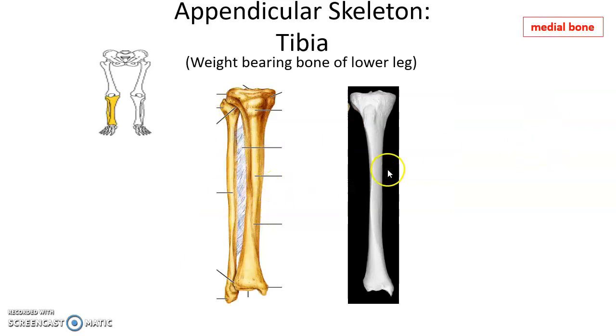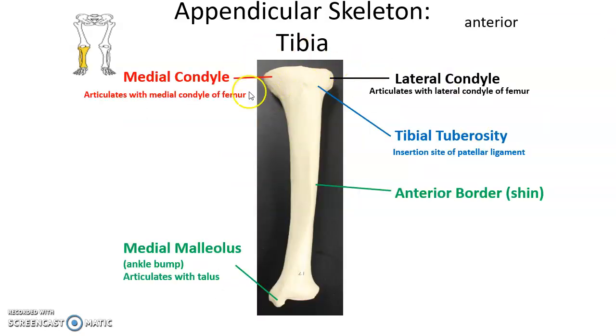There are two bones in the leg, the tibia and the fibula. The tibia is the more medial bone. It is thicker. It is the weight-bearing bone of the lower leg. The tibia at its proximal end has a medial condyle and a lateral condyle. Normally condyles are smooth rounded knobs, but in the tibia they are flat. Then sticking out anteriorly between them is the tibial tuberosity. This is where the patellar ligament attaches to the tibia.